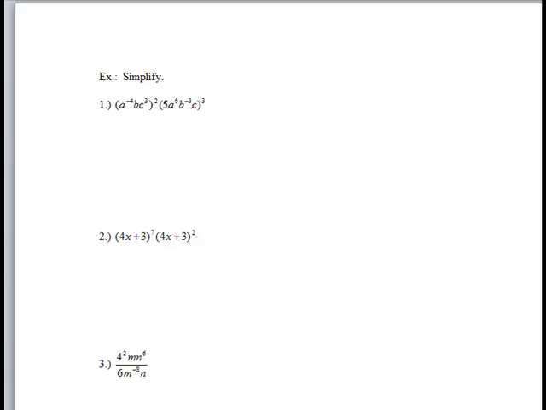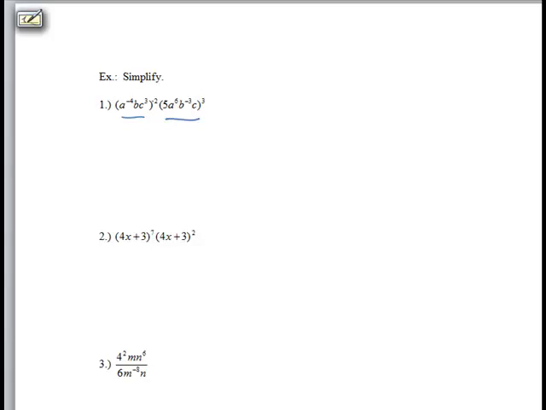So example 1, simplify. Notice no equal sign. We do not have an equation. We're not solving. We're just simplifying. So follow the order of operations. Parentheses. We have two sets of parentheses. We cannot simplify anything inside the first set of parentheses. Likewise, we cannot simplify anything in the second set of parentheses. So we go on to exponents.